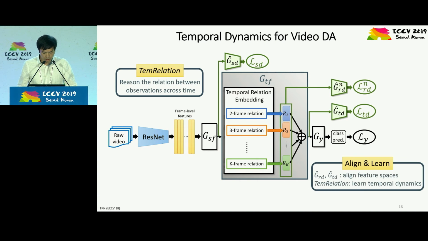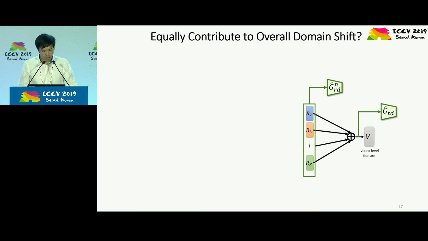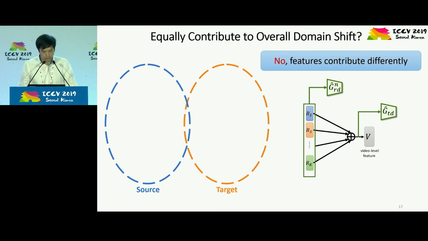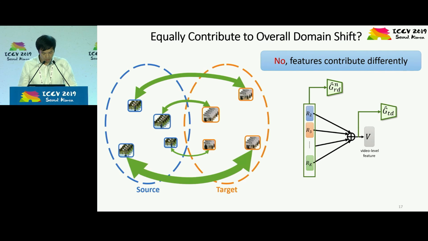And then we insert domain discriminators into both local and global temporal features so that we can directly align the temporal feature spaces. But it's still not enough. Directly summing up local features means aligning them with the same weights. However, actually all features contribute differently to the overall domain shift. Some have lighter domain shift, and some have more severe domain shift, and so on. So, directly summing up is not the best way.